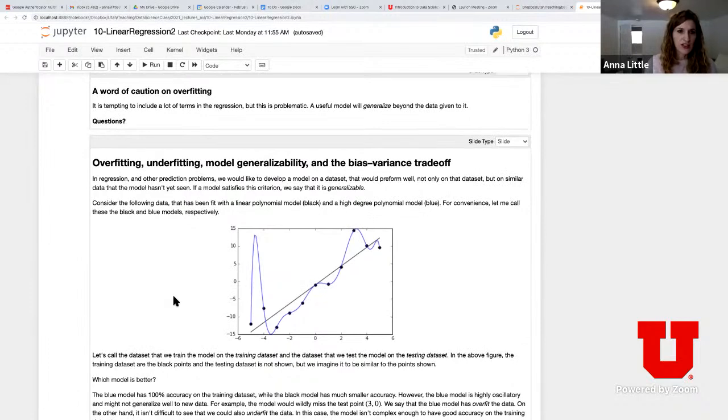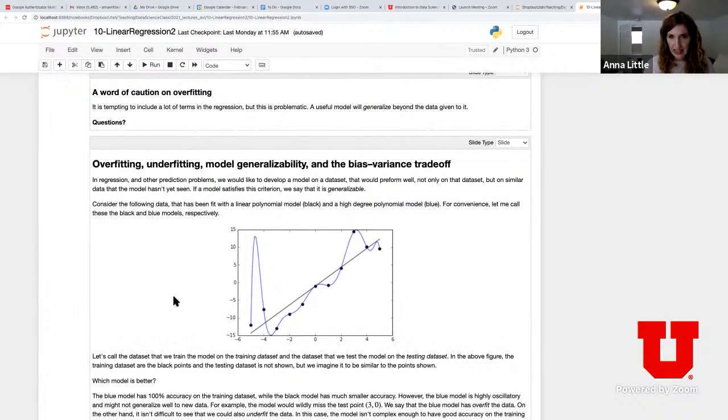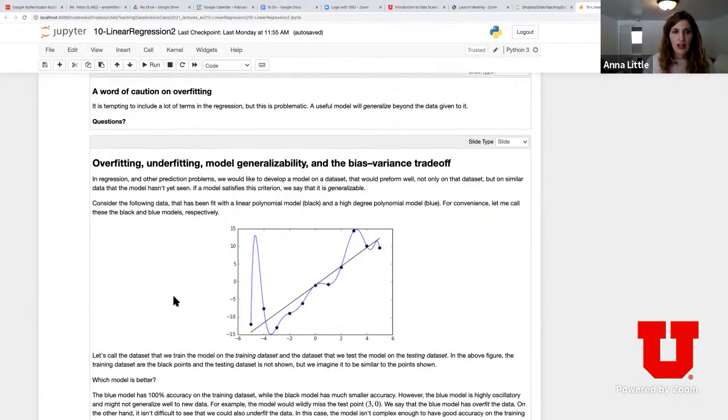Okay, so let's talk a little bit about overfitting, underfitting, and model generalizability, which is related to something called the bias-variance trade-off. So here's the basic idea. What's our goal? Our goal is to develop a model that will perform well, not only on the data set that we use to build it, but on similar data. Let's say we go out and we do another study, we collect another sample. Do we see the same relationship? And if a model satisfies this criterion, we say that it is generalizable.